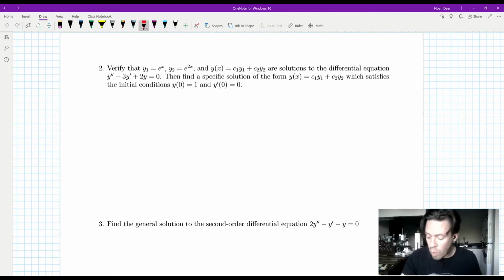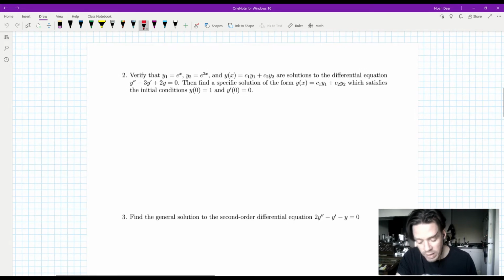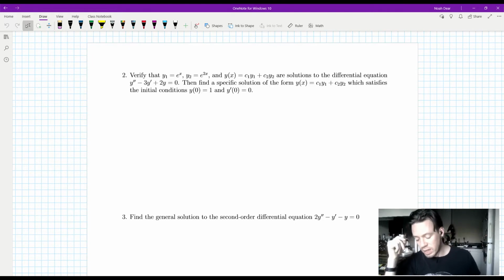So we want to verify that y1 equals e to the x, and y2 equals e to the 2x, and y of x equals c1 times y1 plus c2 times y2 are all solutions to the differential equation y double prime minus 3y prime plus 2y equals 0. We then want to find a specific solution of the form y of x equals c1 y1 plus c2 y2, which satisfies the initial conditions y of 0 equals 1 and y prime of 0 equals 0.